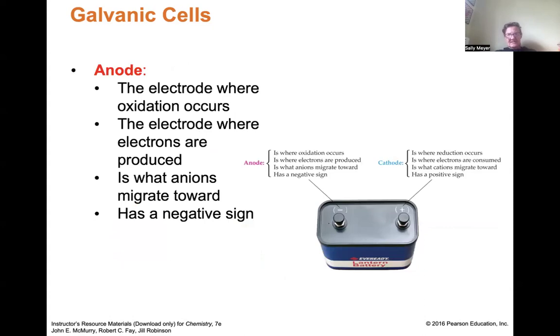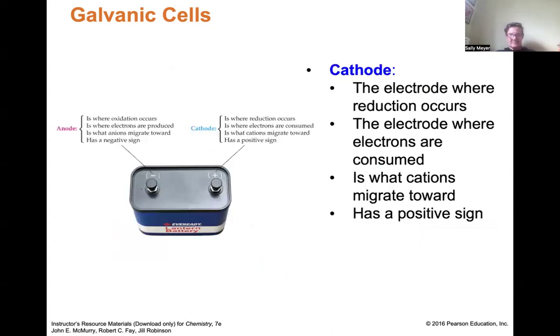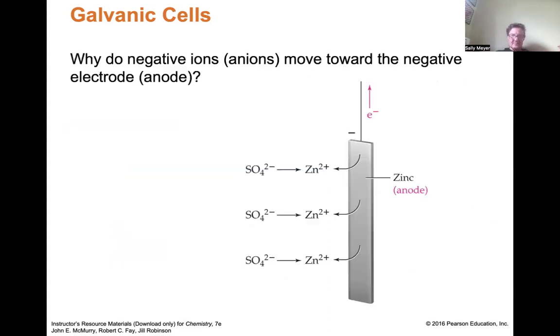So the anode, as I said, is the electrode where oxidation occurs. This is the electrode where electrons are produced. It is what anions migrate towards, and it has a negative sign. In a galvanic cell, the cathode is the electrode where reduction takes place, the electrode where electrons are consumed. So we know that in the reduction process, electrons are being used up as a reactant. It's what cations migrate towards, and it has a positive sign.